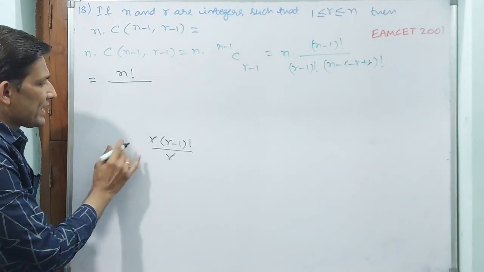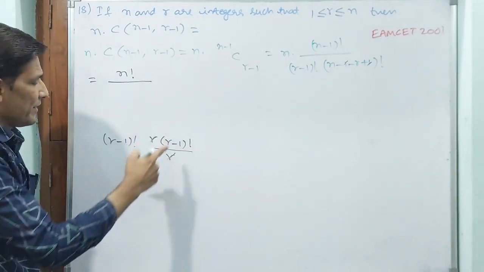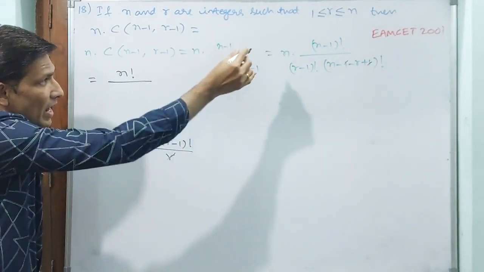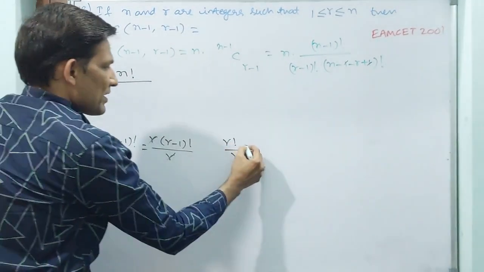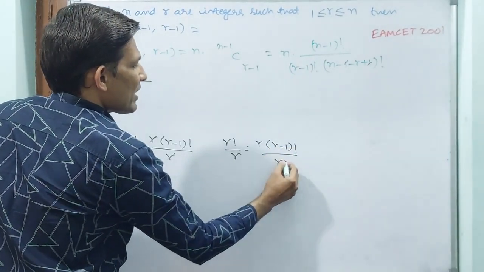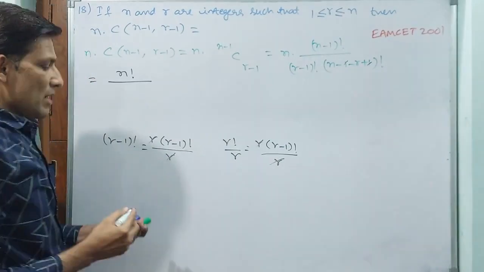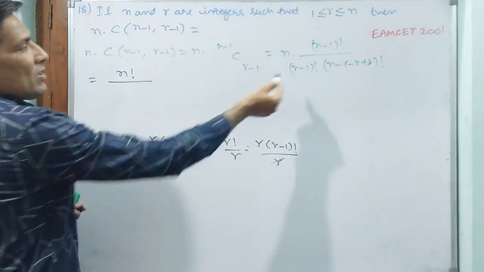That means what I can write, see, (r minus 1) factorial, I will write that as r factorial by r. Why? Because this r factorial is going to become r into (r minus 1) factorial by r. R are going to get cancelled, again r minus 1 only is going to come here. Understand? Okay.